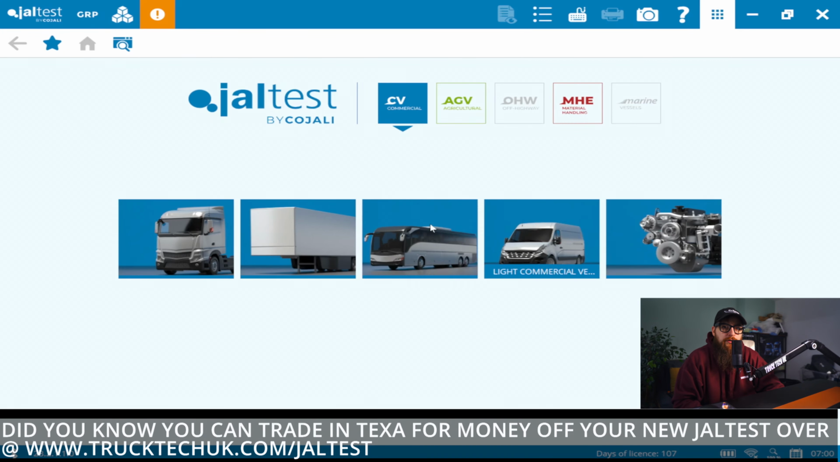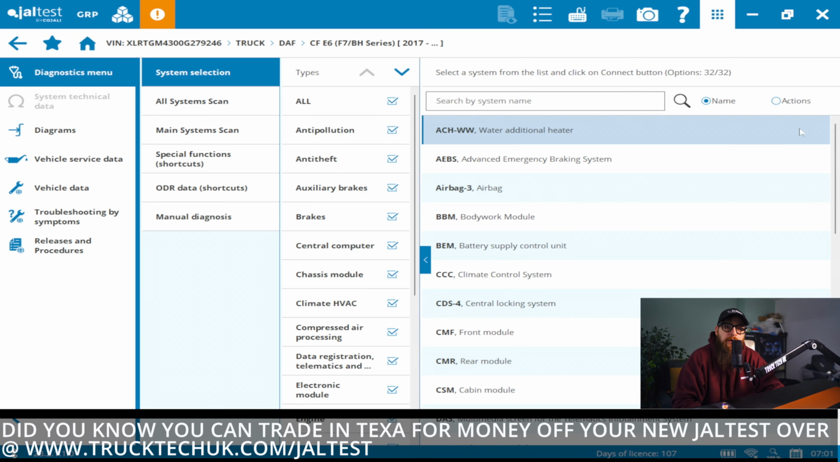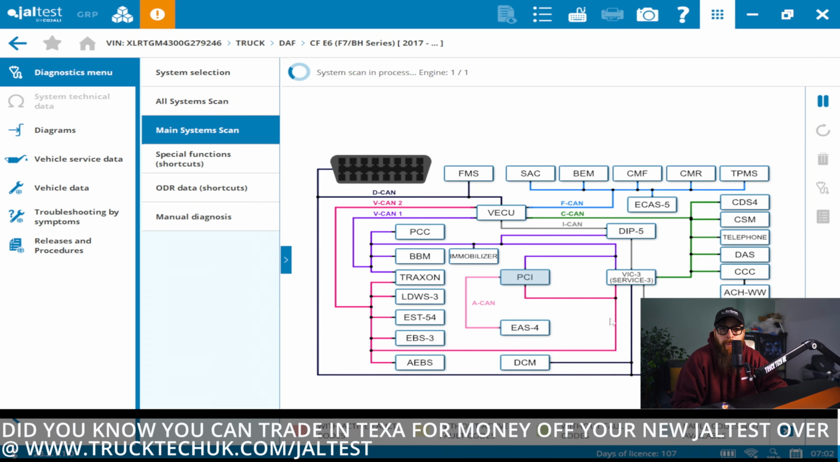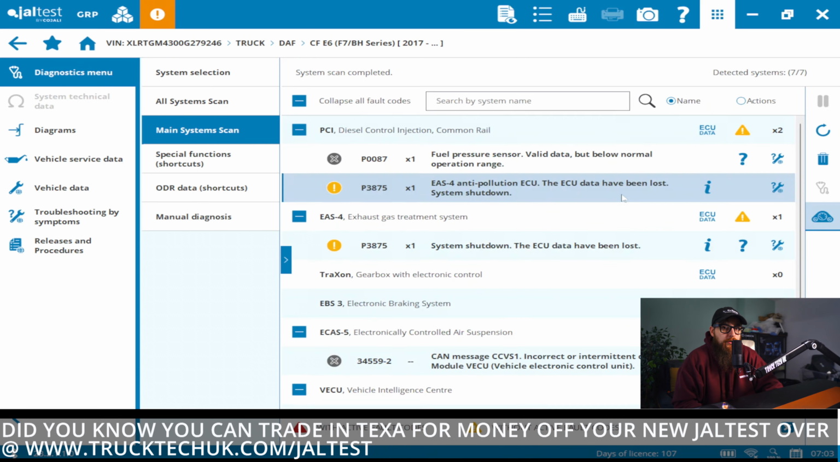Auto identification of the VIN number has taken us straight into our various systems, and from here we can hit the main system scan. With the CAN topology displaying what faults we have on the various ECUs, we have no active fault codes, but we do have fault codes specifically in the PCI and EAS ECUs. As you can see in the PCI ECU, we're greeted with fuel pressure sensor data valid but below normal operating range, and power loss from the EAS ECU.